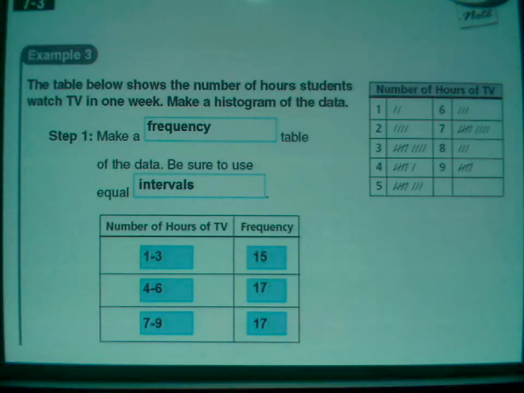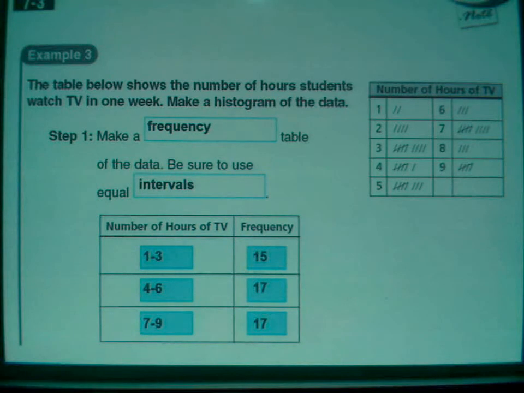Okay, let's take a look at example 3. We're going to switch the topic here and go to a histogram. Now, a histogram will not look dramatically different from the bar graph. What's different about a histogram from a bar graph is that the bars will abut each other. In other words, they will touch each other. There will be no gap between the bars.